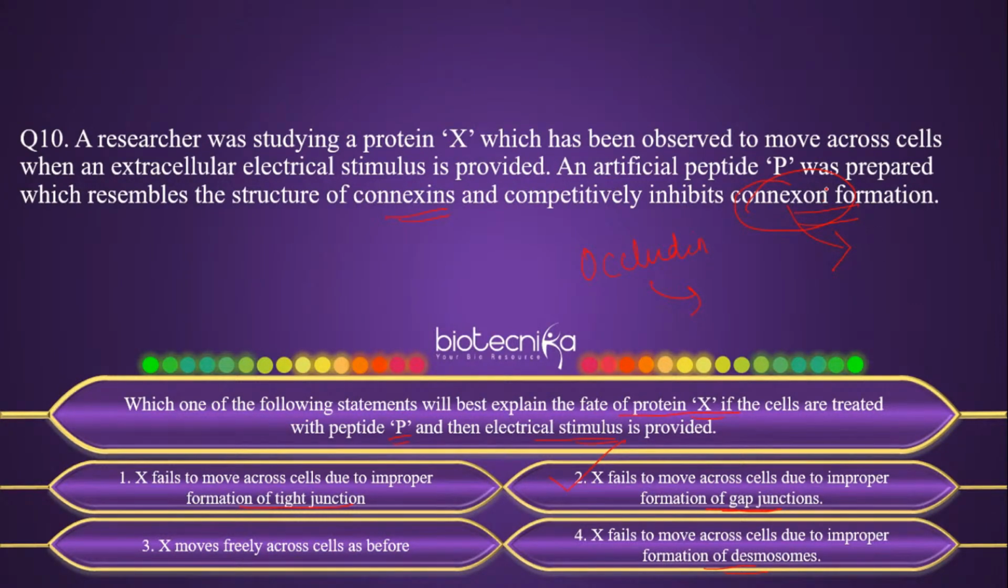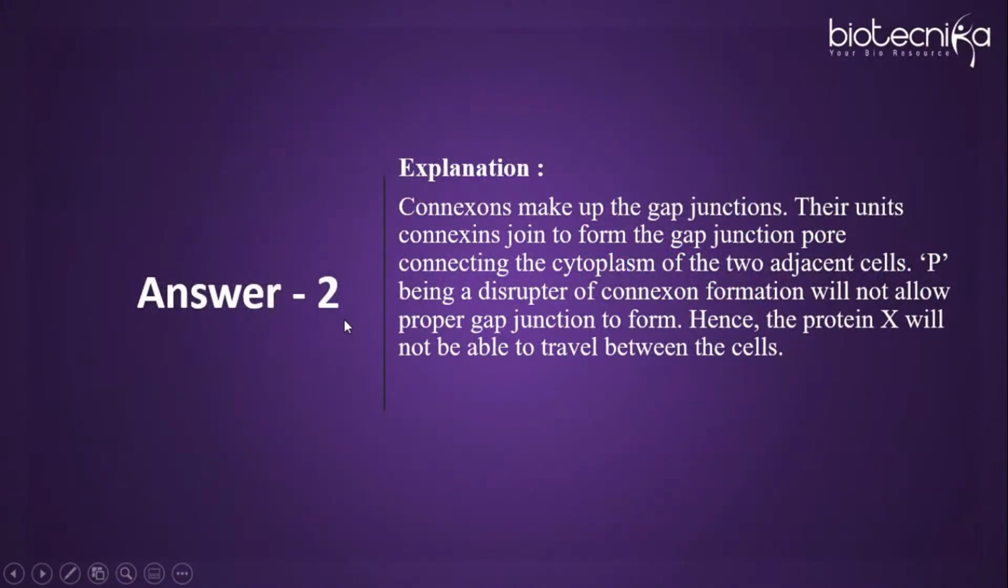This is connexin. Why do you call it connexin? Because gap junctions are formed by 6 different connexin proteins. Right? Occludin comes under the category of tight junctions. So you have to remember the junctions and the corresponding proteins. So that is your answer: connexins make up the gap junction. P being a disruptor of connexin formation will not allow proper gap junction to form, and hence protein X will not be able to travel between the cells.